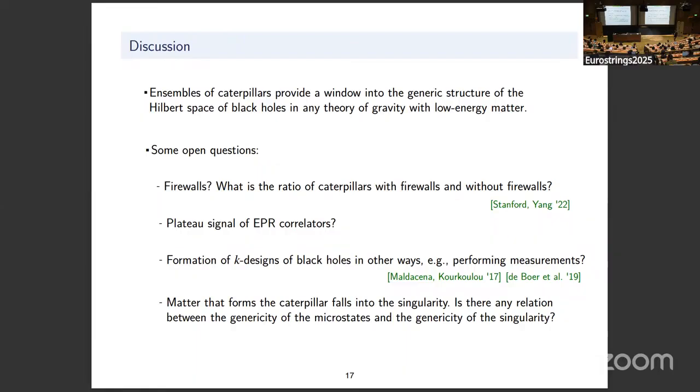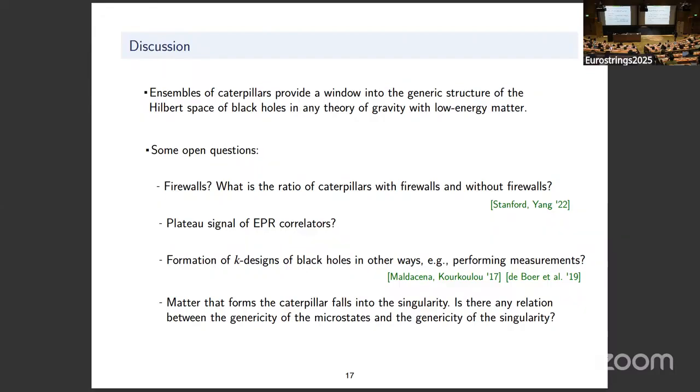horizon and which collide with the infalling observer once the infalling observer crosses the horizon. So it's not clear whether these caterpillars, which are just slices of the space-time, develop these kinds of firewalls when you evolve them. In particular, there have been recent claims or proposals in the literature saying that half of the typical states should contain firewalls. So half of the caterpillars, in principle, should contain firewalls.